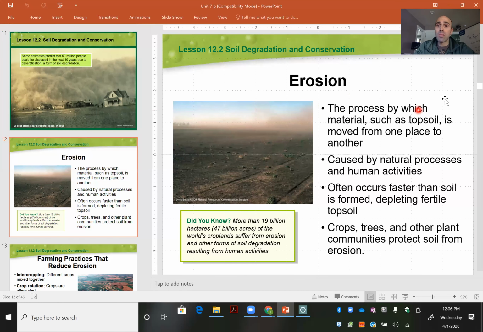All right, so erosion. What's the deal with erosion? Well, it's a process by which material, such as topsoil, is moved from one place to another. And there are 2 main ways that it is moved. It is either moved by wind currents or water currents. It's caused by a natural process and human activities, meaning it's when the soil dries out. It is when we use too much of the nutrients, when we cut down all the trees and take all those roots out. Because remember, those roots hold in that soil. All right, they lock it in place.